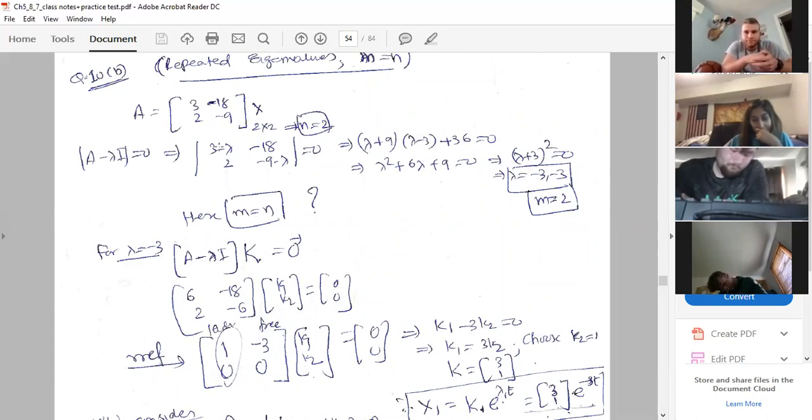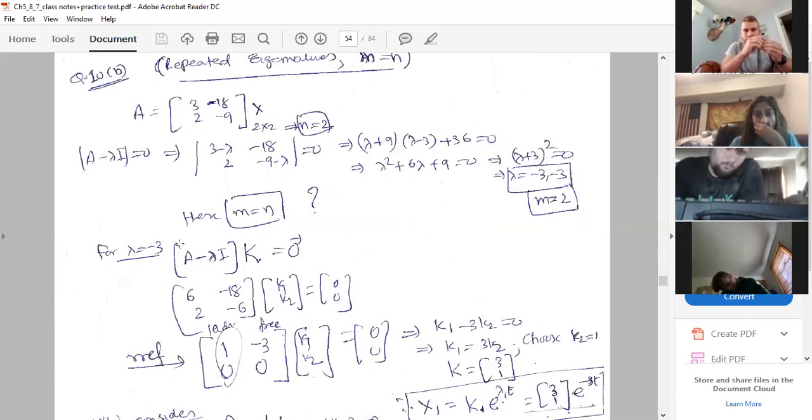A minus lambda I: 3 minus lambda, -18, 2 and -9 minus lambda equal to 0. If you open this determinant, you are going to get (lambda plus 3) squared equal to 0. So lambda equal to -3 and -3 because of this square. The size of the matrix is 2, so n equal to 2. Two roots are there, both repeated, meaning the multiplicity m is 2. So m equal to 2, n equal to 2, m equal to n. That means now you cannot use your first method from the formula sheet. You have to go through case 2.